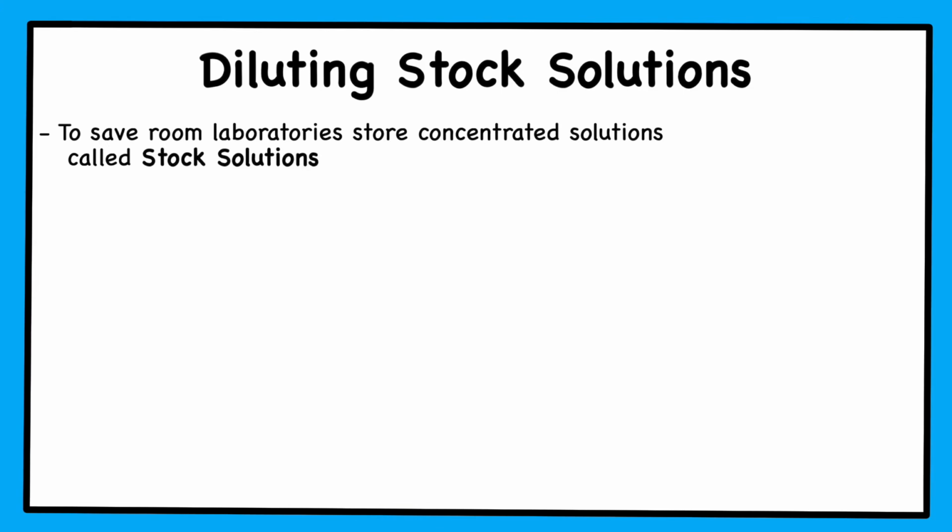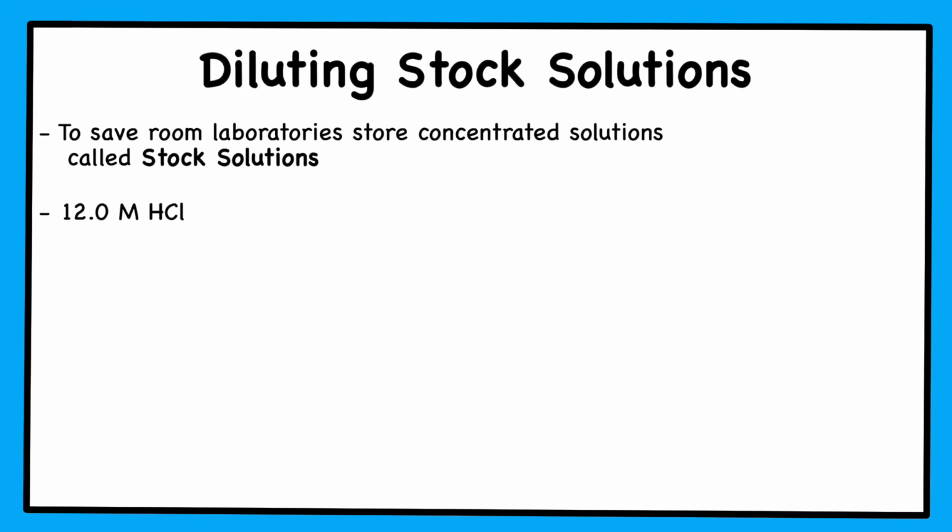In order to save a specific amount of storeroom, laboratories often store solutions in concentrated forms called stock solutions. For example, hydrochloric acid is frequently stored at a 12 molar solution. Fortunately for us, most laboratory procedures do not want a solution that is that concentrated. Otherwise, labs would be considerably more dangerous.